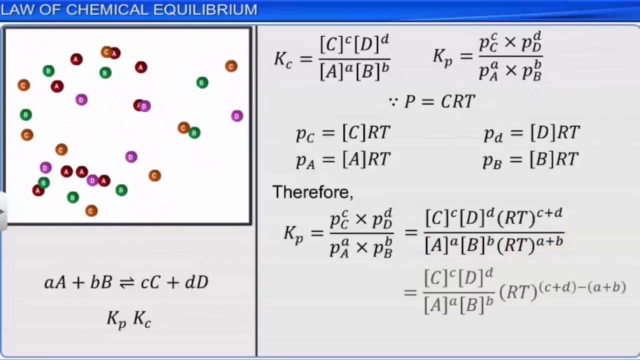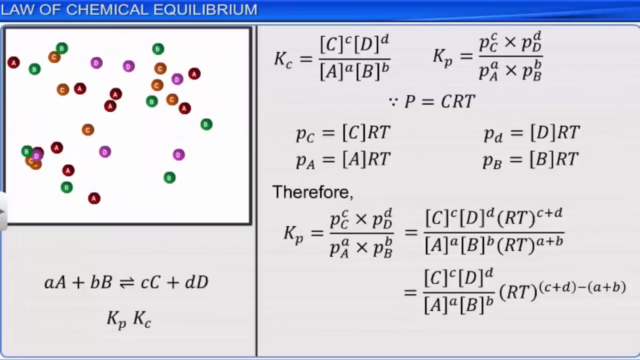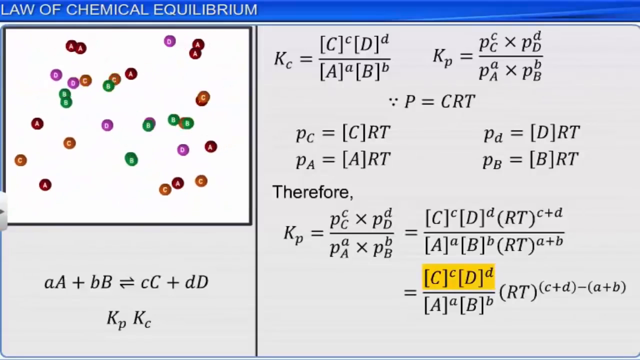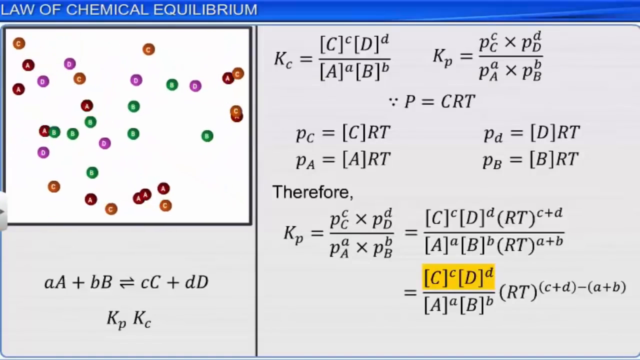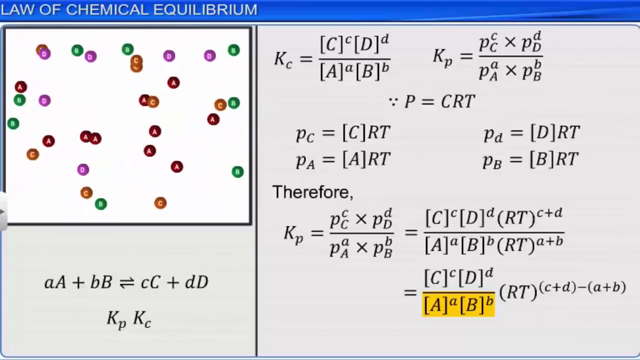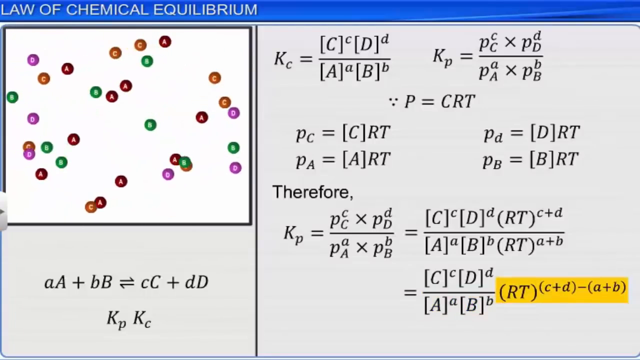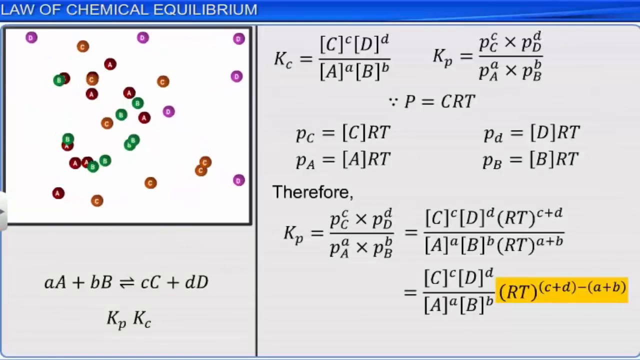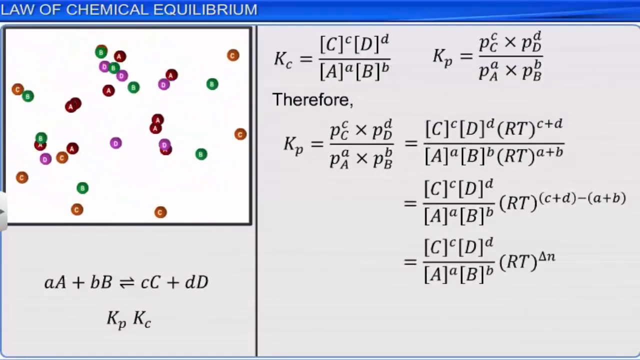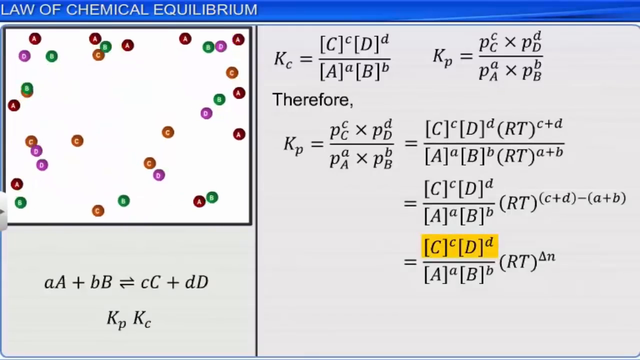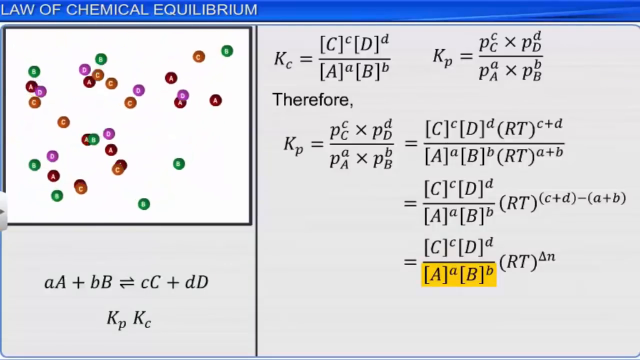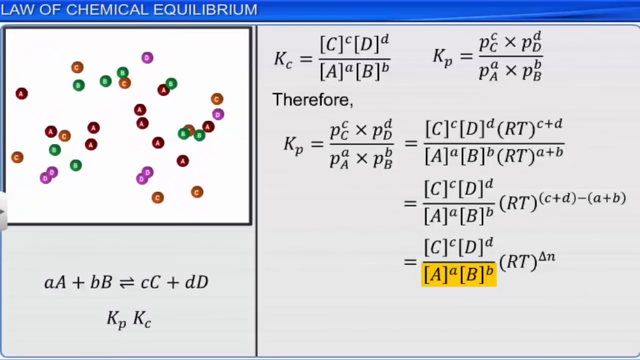This can be written as the product of the concentration of the products C raised to the power of c and D raised to the power of d divided by the product of the concentration of A raised to the power of a and B raised to the power of b multiplied by the product of R and T raised to the power of sum of c and d minus sum of a and b. This becomes equal to the product of the concentration of C raised to the power of c and the concentration of D raised to the power of d divided by the concentration of A raised to the power of a and the concentration of B raised to the power of b multiplied by the product of R and T raised to the power of delta n.